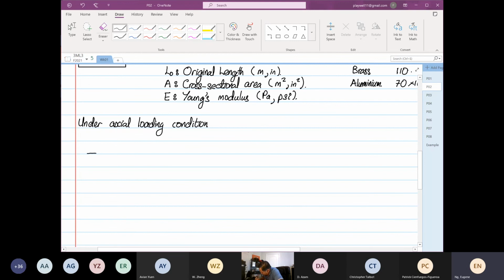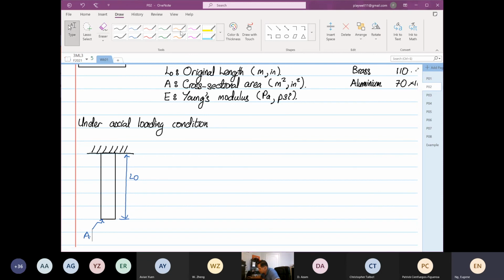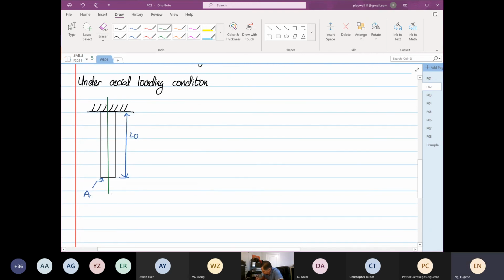So if we have a structure again, similar to what I've drawn earlier, from here to here, this is our L naught, and over here, this is our area. I'm going to sketch our neutral axis. So this is our neutral axis.